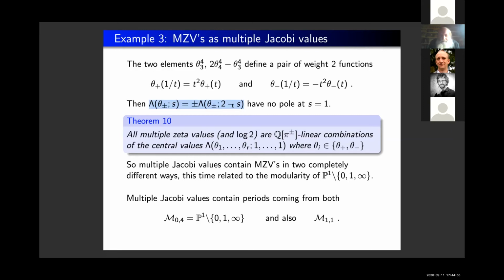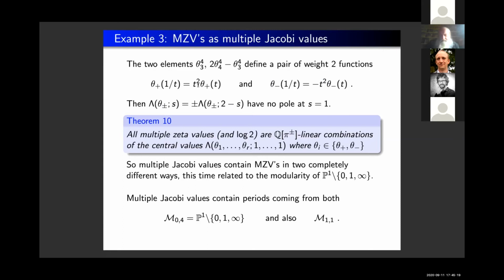And the reason that's nice is because now you have a very natural point at which you can evaluate them, namely S equals 1, which is slap in the middle of the functional equation. And in fact, if you were to try to cook up an L function which satisfies this functional equation and has no pole at S equals 1, this is basically the simplest possible thing you can do.